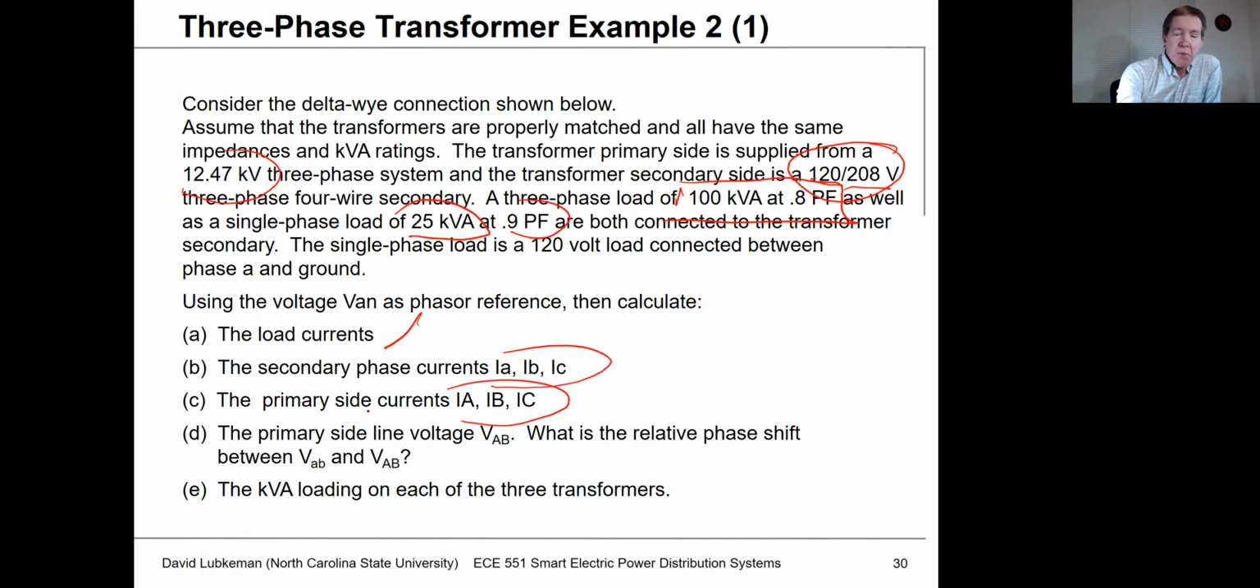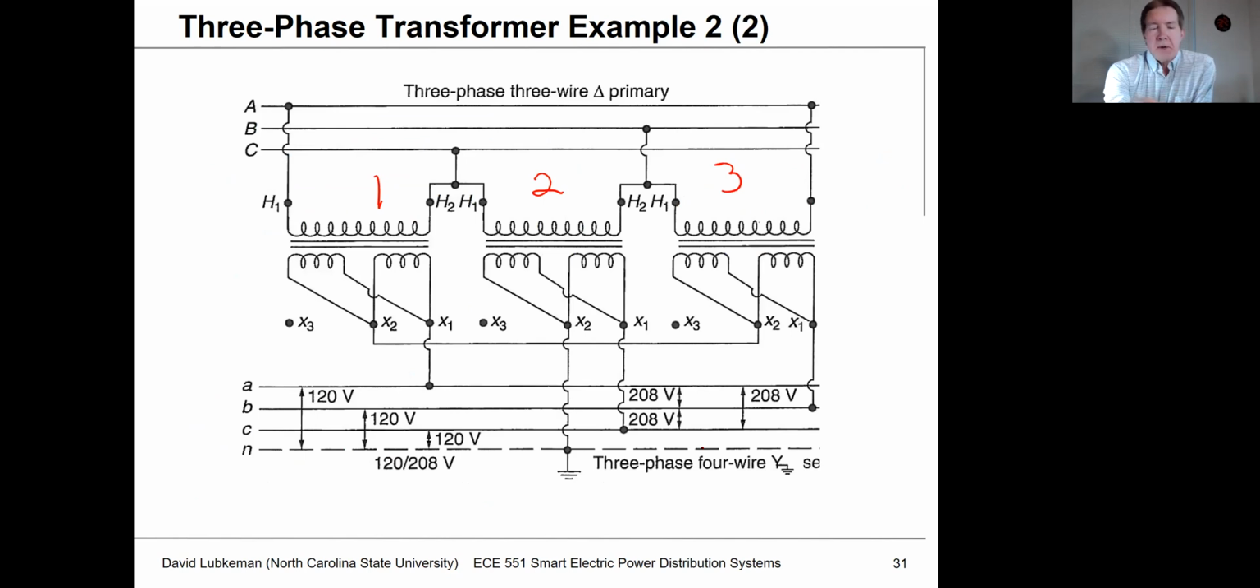And then we'll take a look at what's going to be the relative phase shift and what's going to be the kVA loading on the three-phase transformers, on the three transformers, assuming that this is constructed out of single-phase transformers. And so anyway, here's the connection. Transformers 1, 2, and 3, power connected up to the primary side voltages, the capital ABC values. And then this shows us on the secondary side where we have the lowercase a, b, and c to represent the secondary connections.